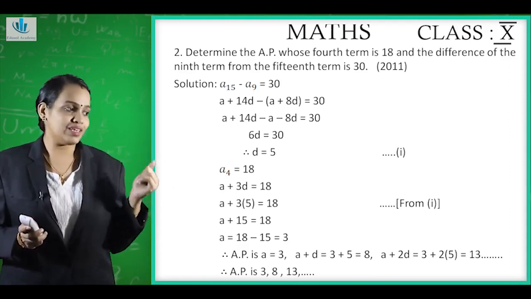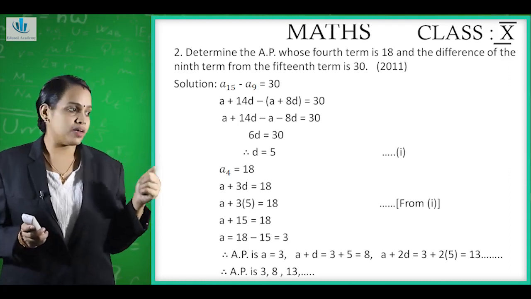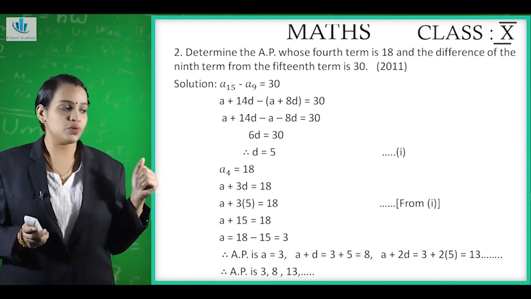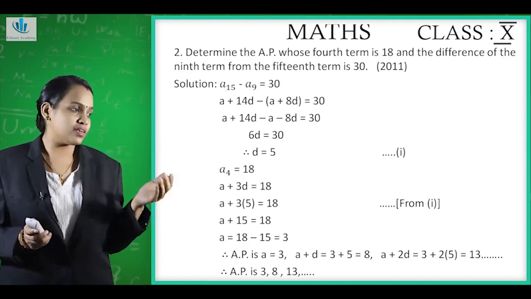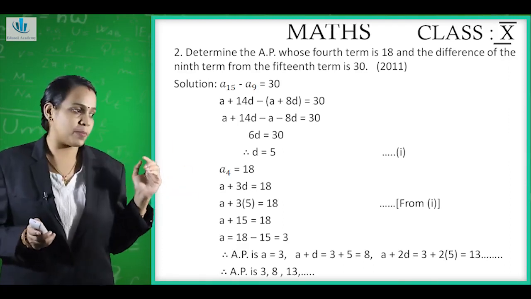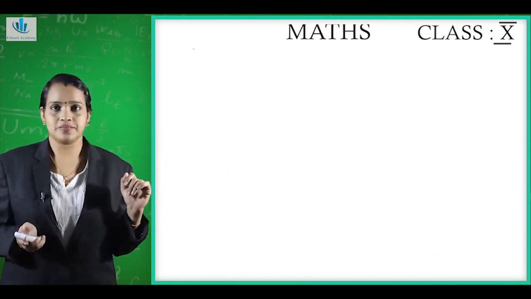So, therefore, the AP will be: a is equal to 3. a plus d is equal to 3 plus 5, which is equal to 8. a plus 2d, which is equal to 3 plus 2 into 5, which is equal to 13, and so on we can write. So, what is our AP? 3, 8, 13, and so on.